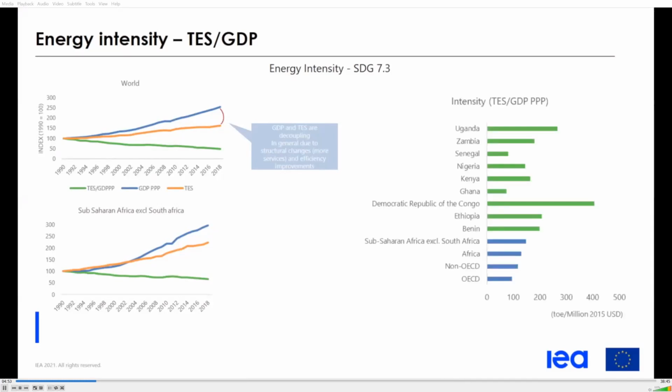We can also compare countries to see where each other stands. In this graph on the right side, you can see that OECD countries are less energy intensive compared to non-OECD countries for the reasons I mentioned before. In sub-Saharan Africa, the differences between countries are quite large. Some countries, such as Democratic Republic of Congo, are more energy intensive compared to Ghana.